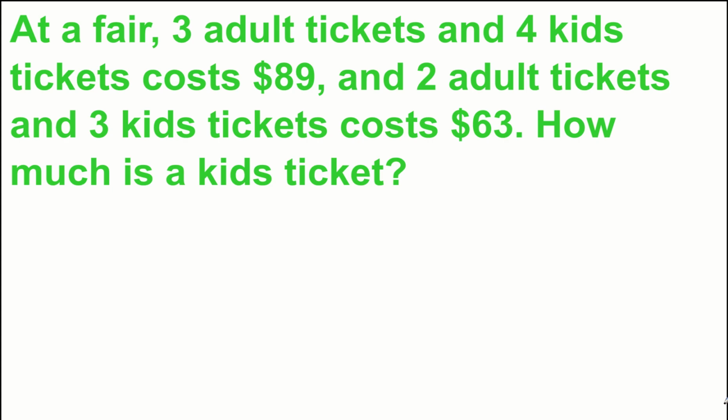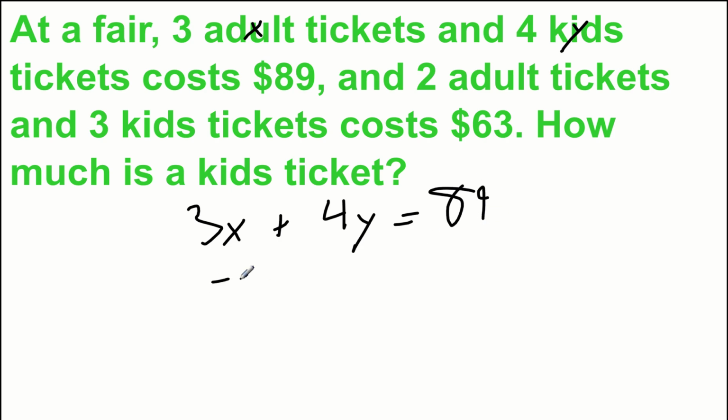What you got? $11 is correct. All right, so when we write our equations, we got 3x, I'll make the adults x, kids y, plus 4y equals 89. Then we got 2 adults plus 3 kids equals $63. So those would be our 2 equations.